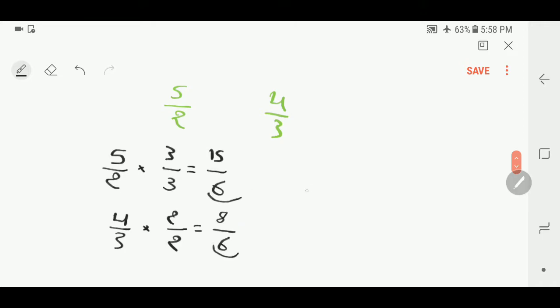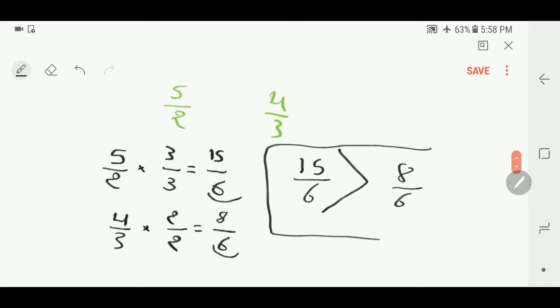Let's put them here together. 5 over 2 becomes 15 over 6. And 4 over 3 becomes 8 over 6. So which one is bigger, 15 over 6 or 8 over 6? 15 over 6. Very good. Correct answer. See, in this case, you don't even need to do the line. See, we did not do the line.